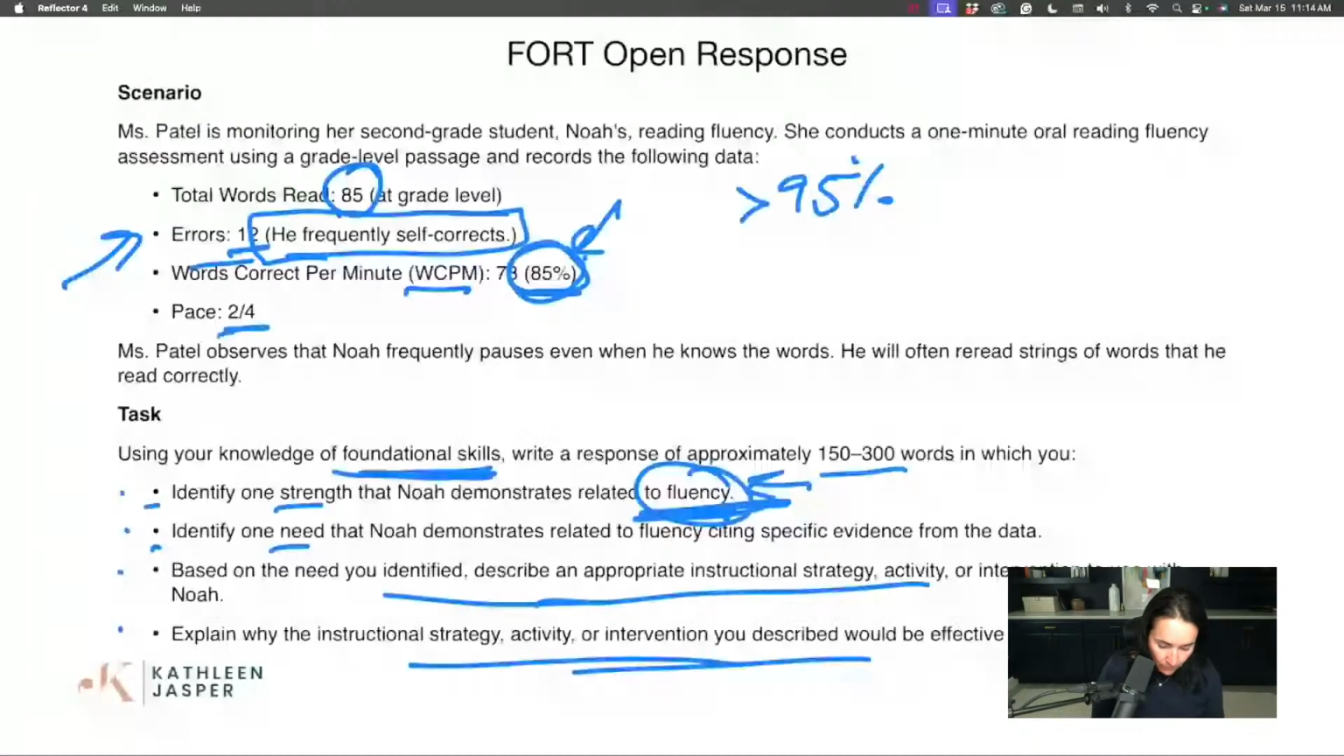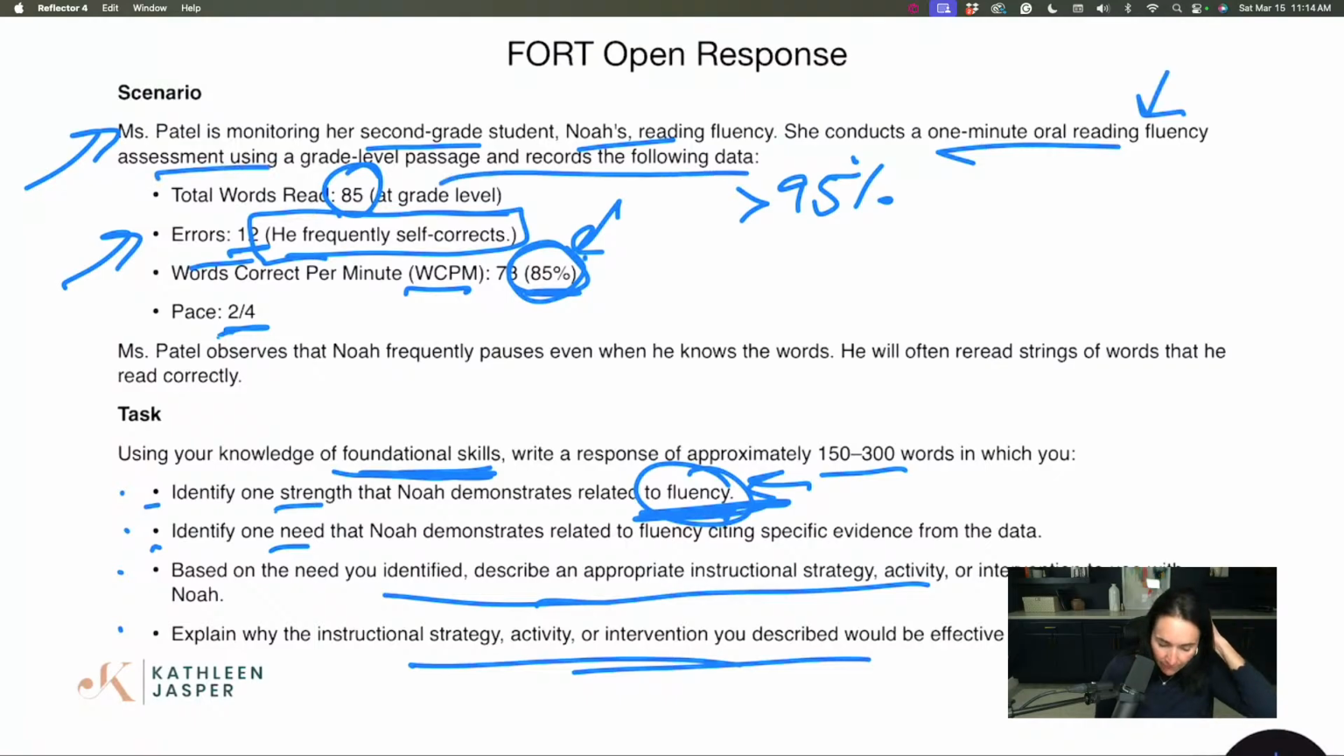You know what I didn't do? I didn't read the scenario. Ms. Patel is monitoring her second grade student, Noah. Okay, so I have his name. She conducts a one-time oral reading fluency. Notice I didn't really have to even read this, but I have his name, Noah, and Ms. Patel is the teacher. Okay.